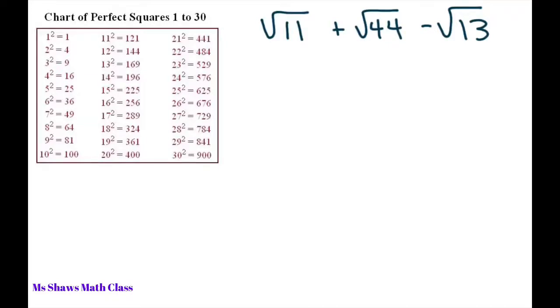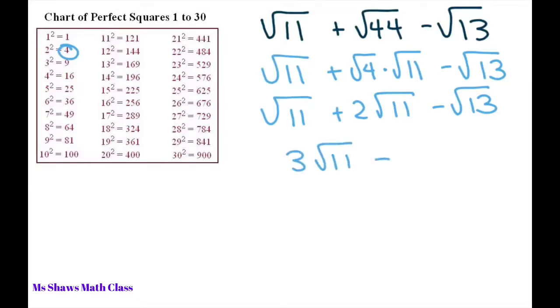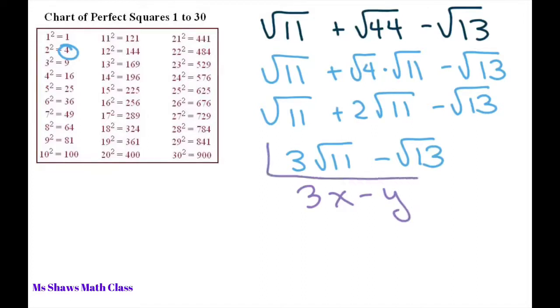Okay, the last one. This one's a little different. So we have square root of 11 plus I can break up 44 with the 4 there. So that's going to be square root of 4 times the square root of 11 minus square root of 13. So we have square root of 11 plus 2 times square root of 11 minus square root of 13. So this is 3 square root of 11 minus square root of 13. You cannot combine these. This is like saying 3x minus y. So we're done at this stage.